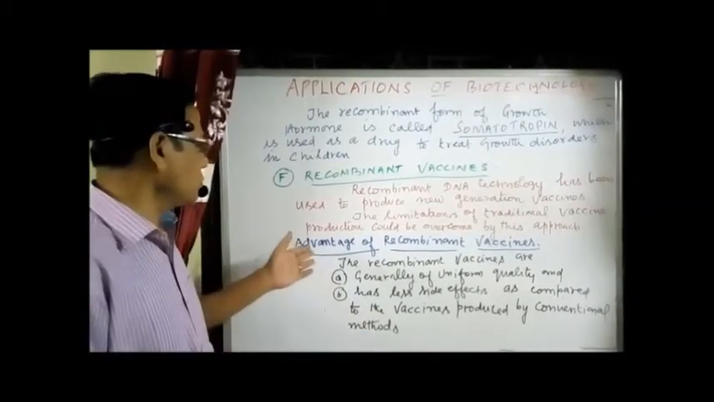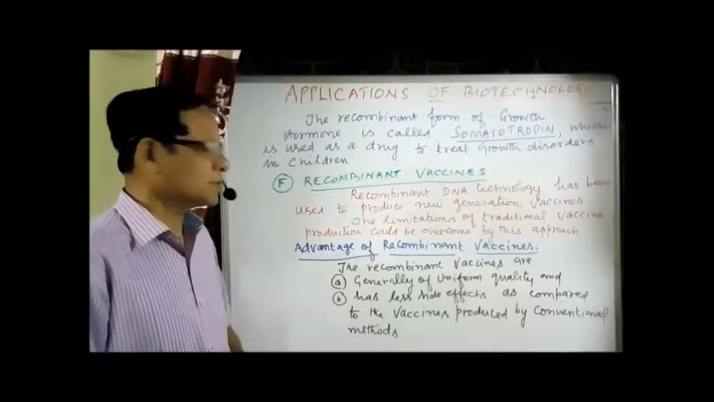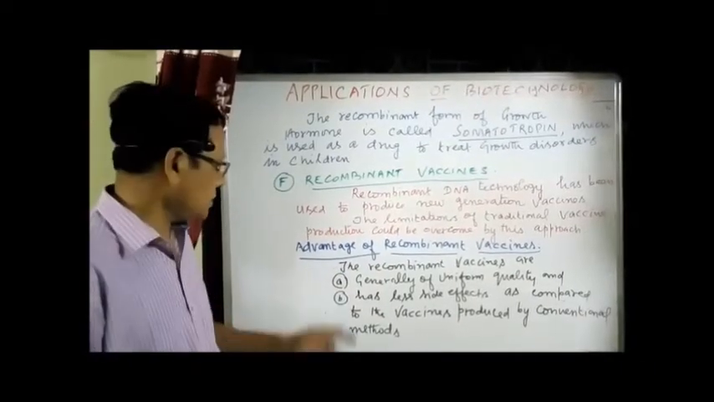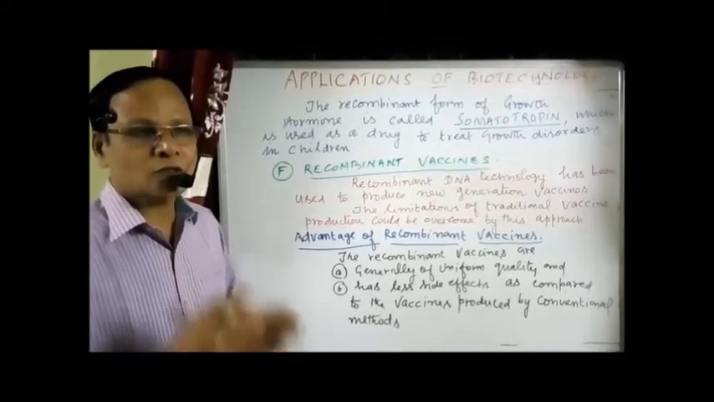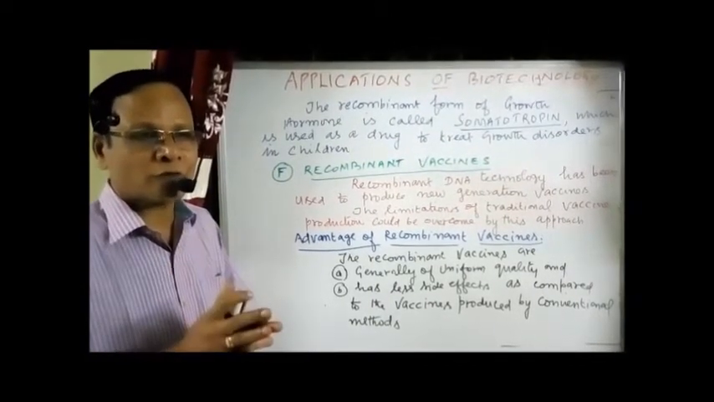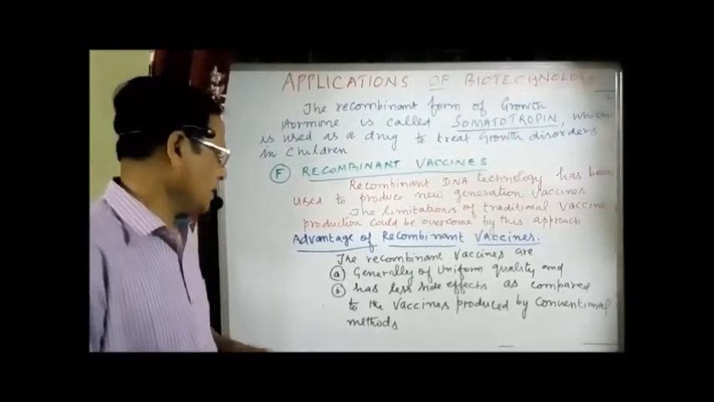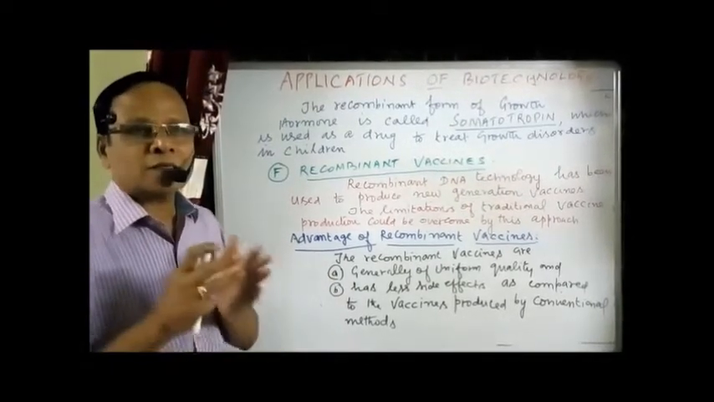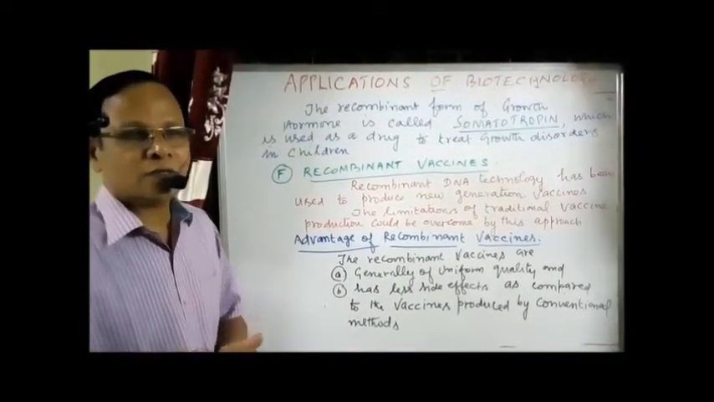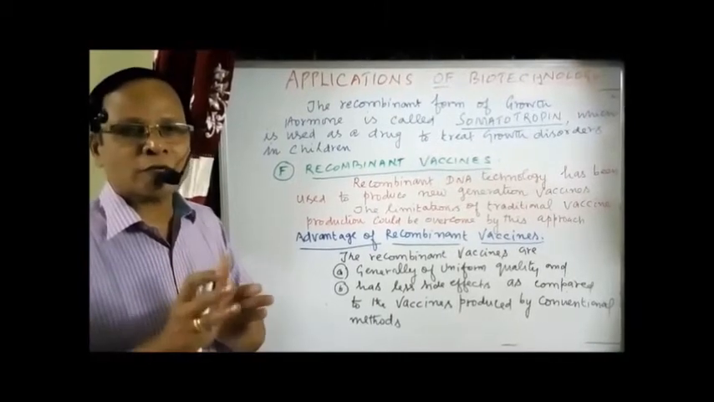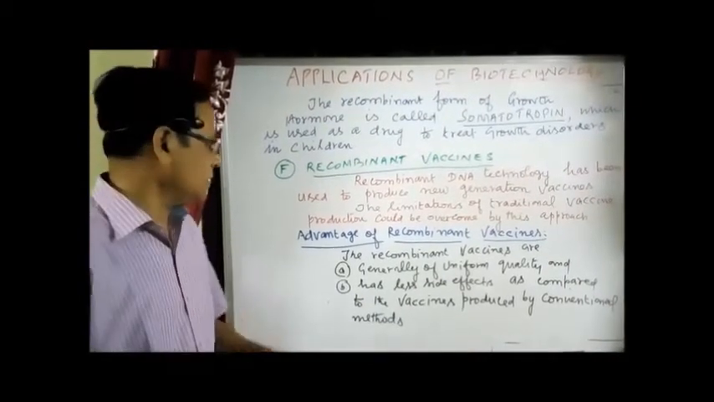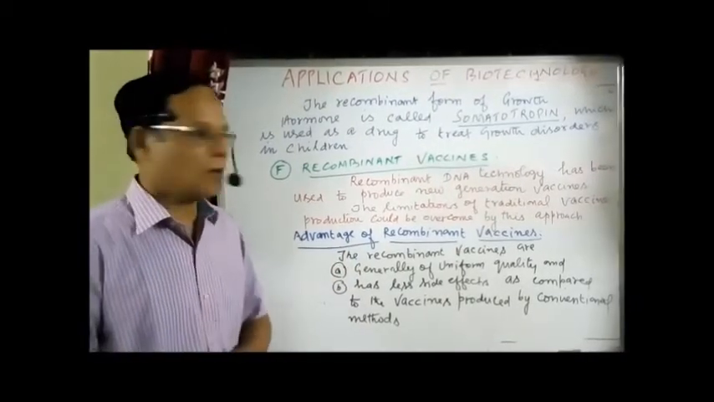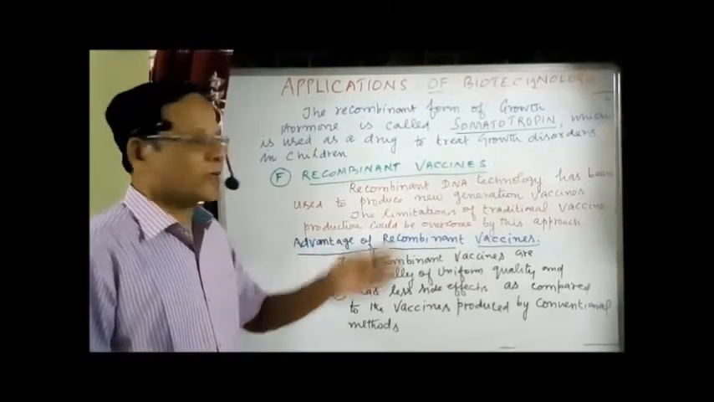Now, what are the main advantages of recombinant vaccines? Number one, they are generally of uniform quality. No differences, uniform quality. If you are producing one particular vaccine, it has uniform quality. And secondly, they have fewer side effects when compared to vaccines produced by conventional, traditional or normal methods. These are the two advantages of recombinant vaccines.